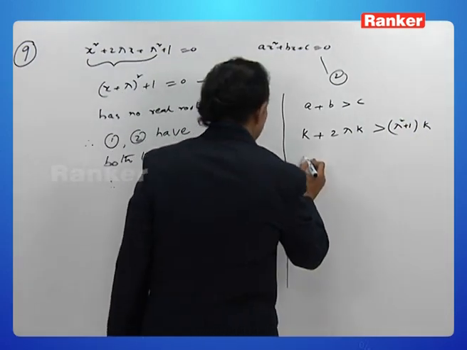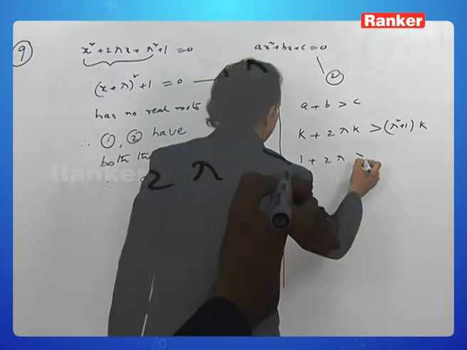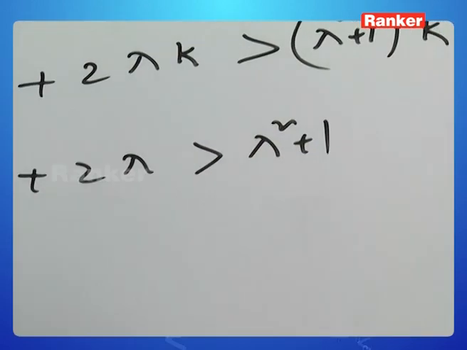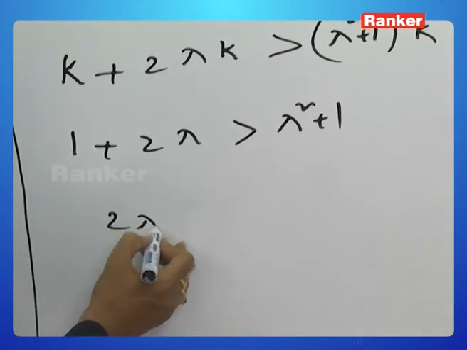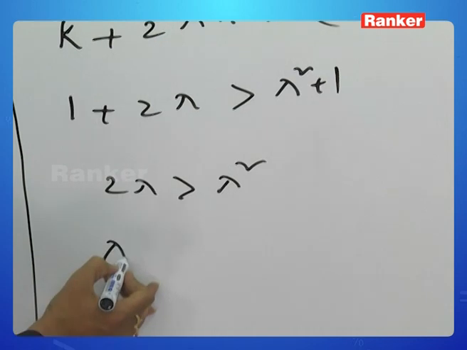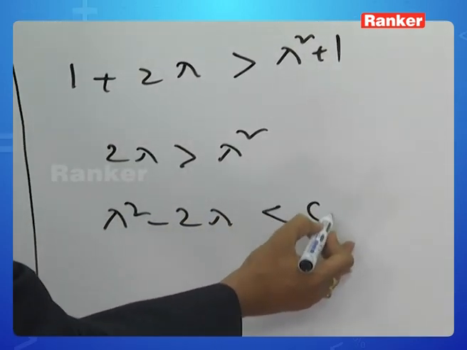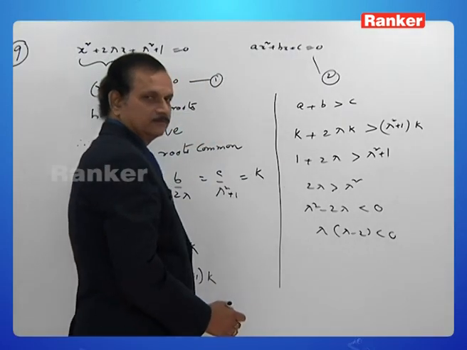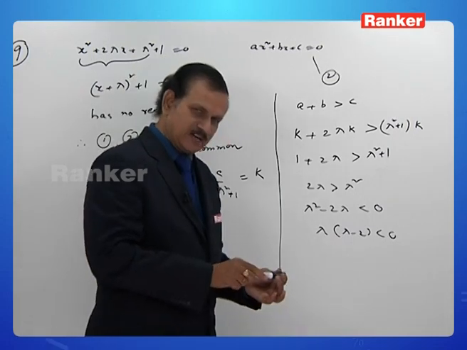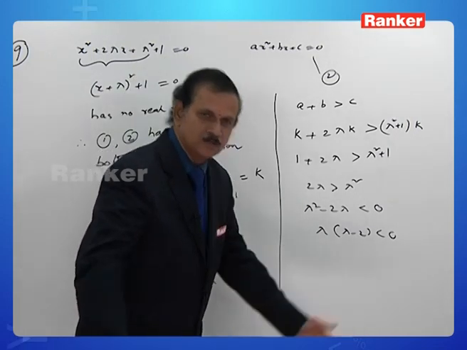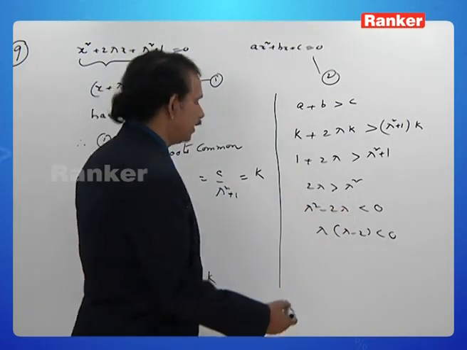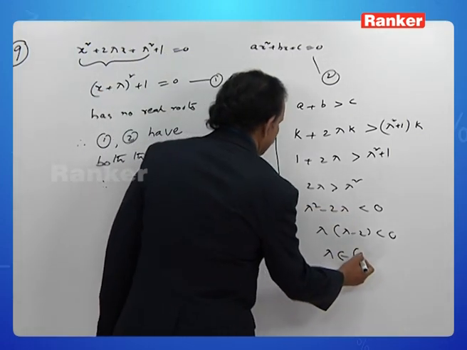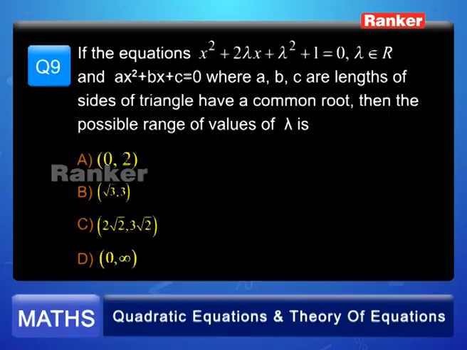By ignoring k, we see that 1 plus 2 lambda is greater than lambda square plus 1. Again, by ignoring 1, 2 lambda is greater than lambda square, or lambda square minus 2 lambda is less than 0. That is lambda into lambda minus 2 is less than 0. The last step reveals that lambda should lie between 0 and 2. Lambda belongs to the open interval 0 to 2. Hence, the correct option is option A, because option A is open interval 0 to 2.